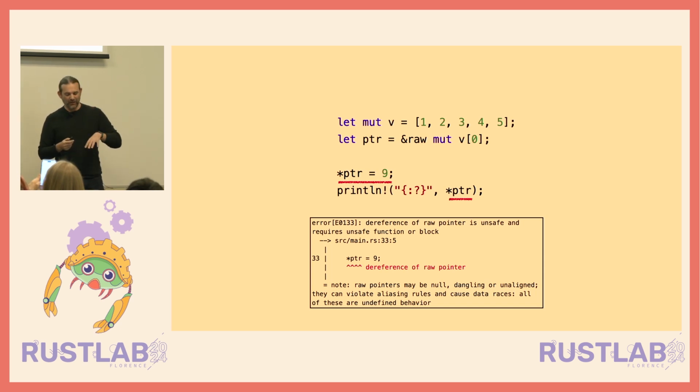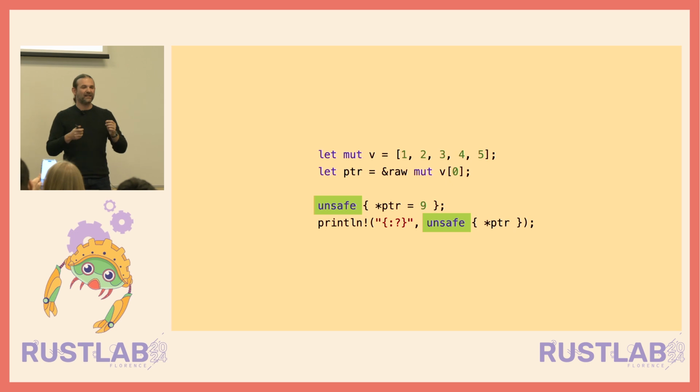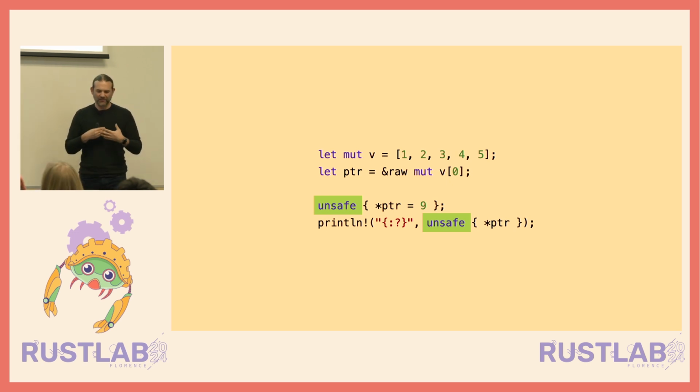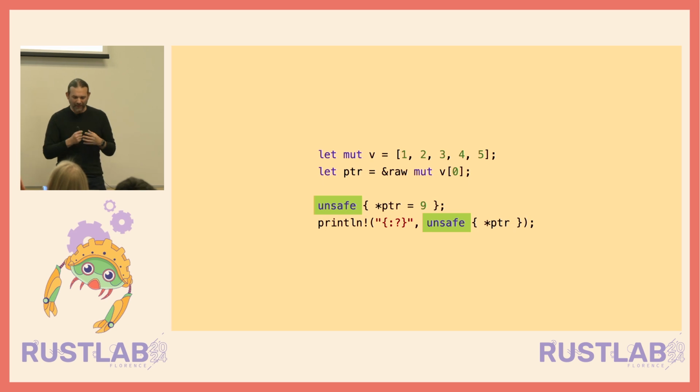If you want to make that work, what we need to do is add the unsafe keyword around it, create an unsafe block around it that allows us to dereference raw pointers. Now this program compiles and does what we expect it to do. Change the first value of v to 9 and then print it out. This unsafe block does not shield us from unsafe code, but it highlights unsafe code and makes us aware that bad stuff can happen here.